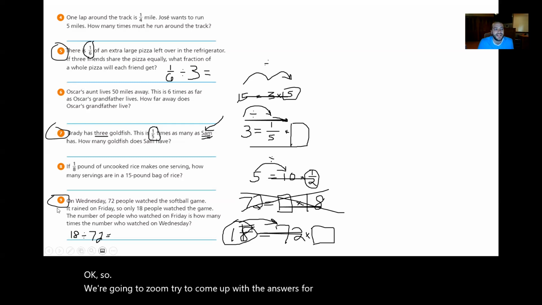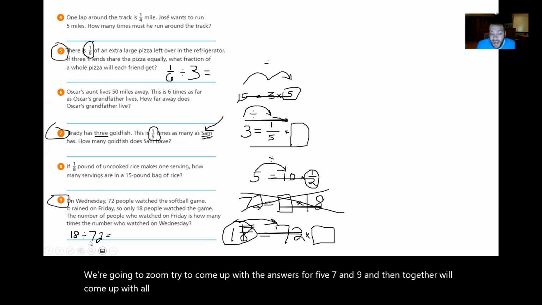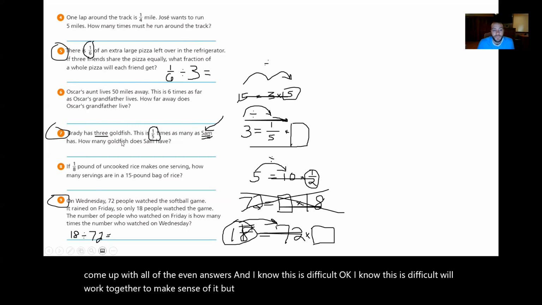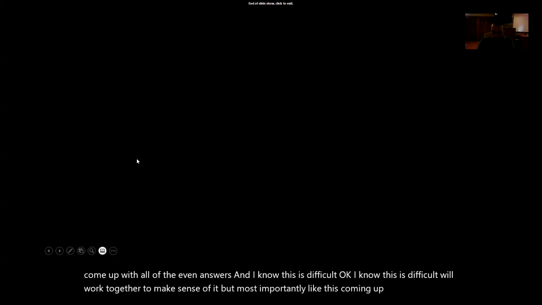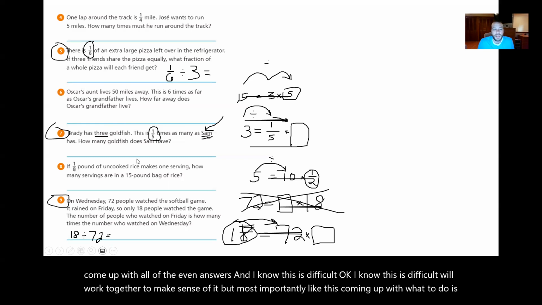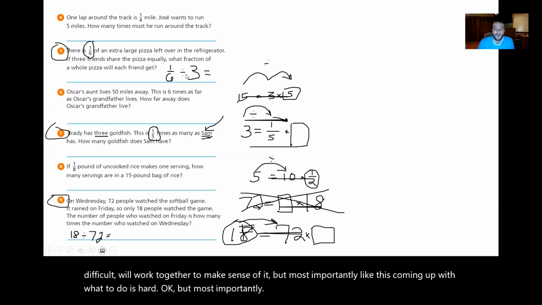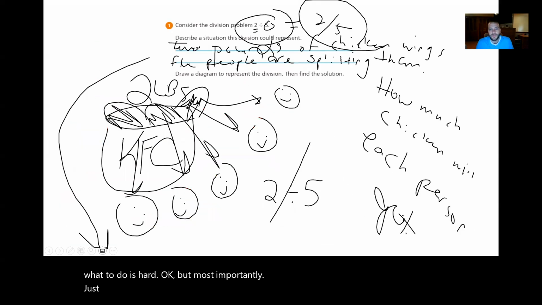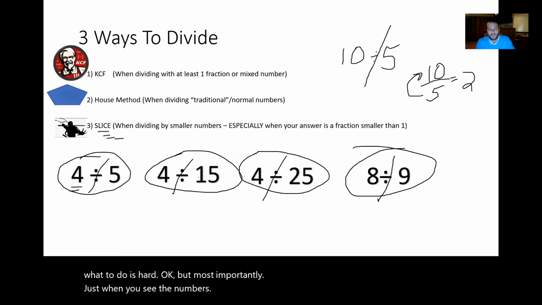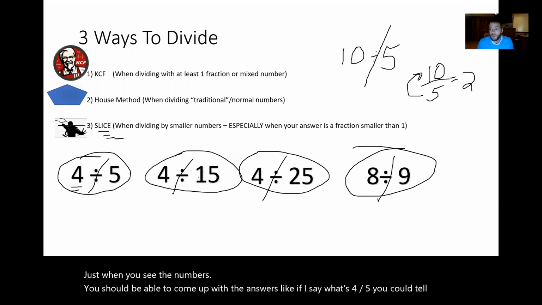So we're going to zoom, try to come up with the answers for 5, 7, and 9, and then together we'll come up with all of the even answers. And I know this is difficult. We'll work together to make sense of it. But most importantly, coming up with what to do is hard. Just when you see the numbers, you should be able to come up with the answers. Like if I say what's 4 divided by 5, you could tell me 4/5. That's the most important part.